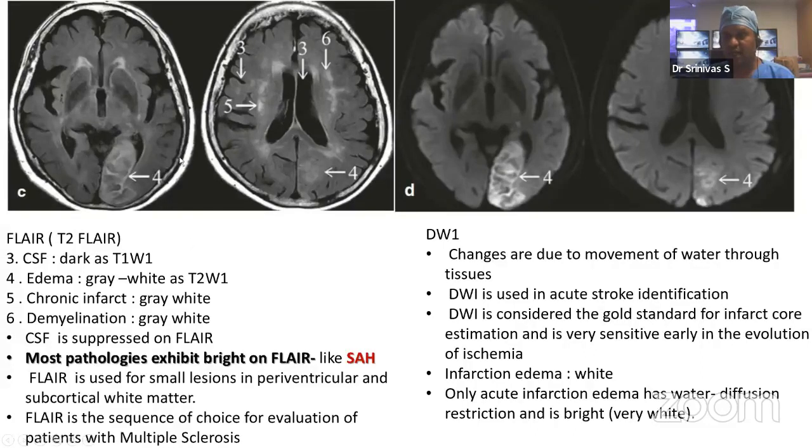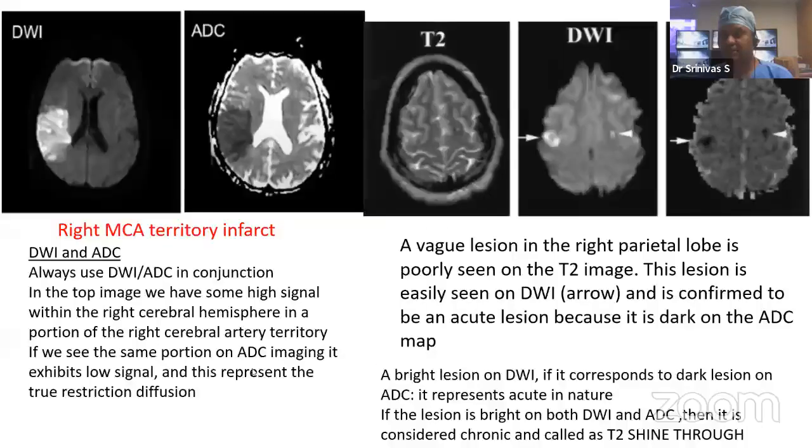The FLAIR is one of the other important sequences. Here the edema looks gray-white as in the T2 weighted image, and the chronic infarct appears as gray-white, and CSF is usually suppressed on the FLAIR. Most pathologies exhibit bright on the FLAIR, like SAH.